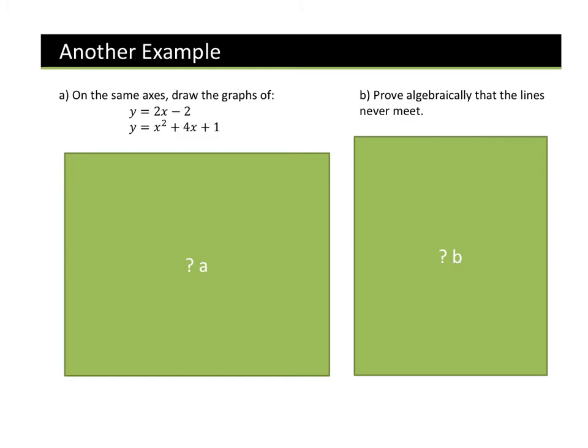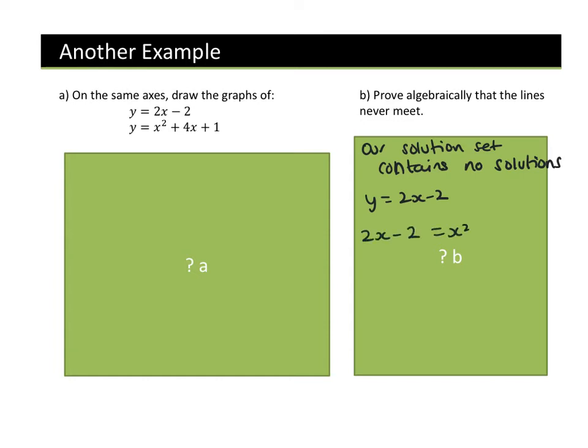Whereas on this one here, if the lines never meet, our solution set contains no solutions. And you'll find that when you substitute this in, so if you get y equals 2x minus 2, instead of writing y again, I'm going to write 2x minus 2 equals x squared plus 4x plus 1. You solve that, and then you'd show there'd be no solutions.